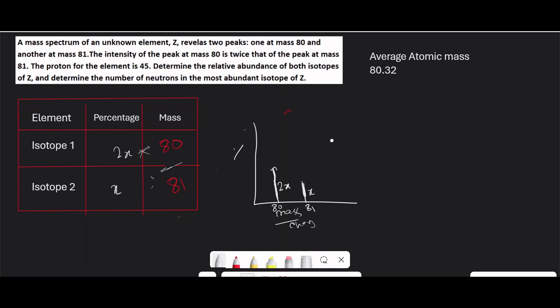Now, if you remember, the equation is m1 p1 plus m2 p2. We can use this equation straight away, and since we are given the average atomic mass, which is 80.32, we just have to find x. So let's do that. This is going to be x over 100 into 81, this one is for isotope 2, and then we have 2x over 100 into 80, and this equals 80.32. If you solve this, and I hope you know how to solve this, we are going to get x equals 33.32.